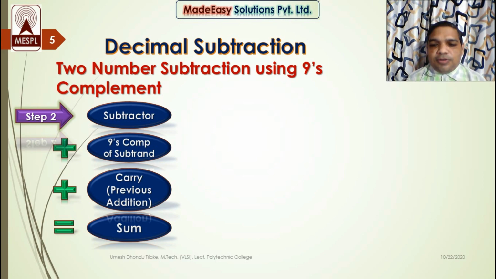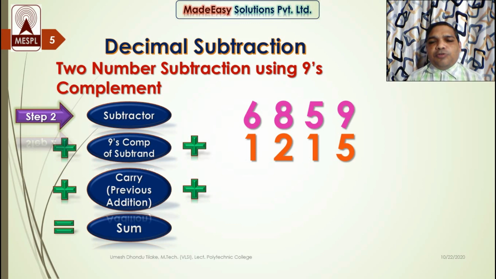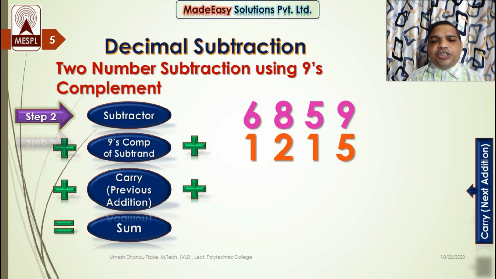Let's see how. My subtractor is 6859 and I will add the 9's complement of the subtrahend to this subtractor. The 9's complement of my subtrahend is 1215, which we got in step 1. I will add the carry generated in the previous addition also in the next addition, and finally I will get a sum over here.